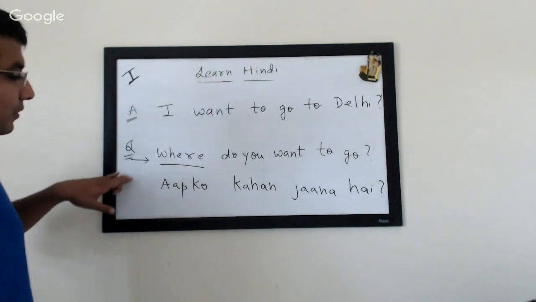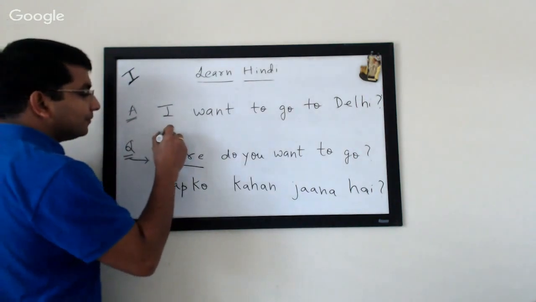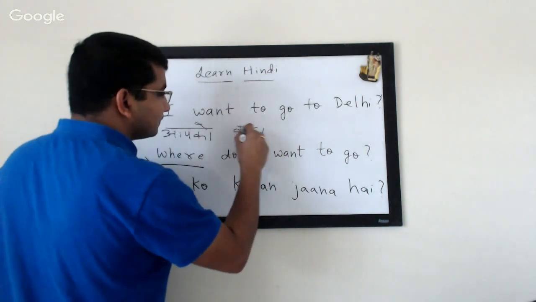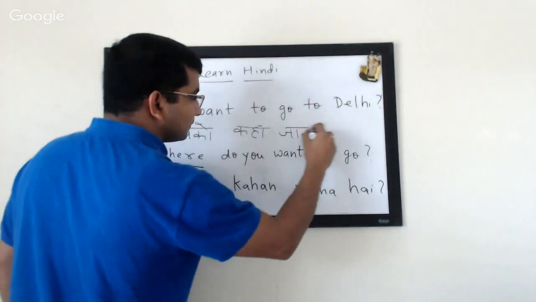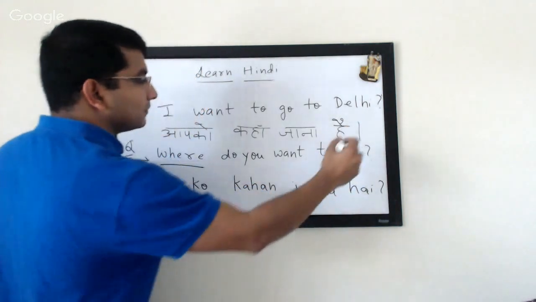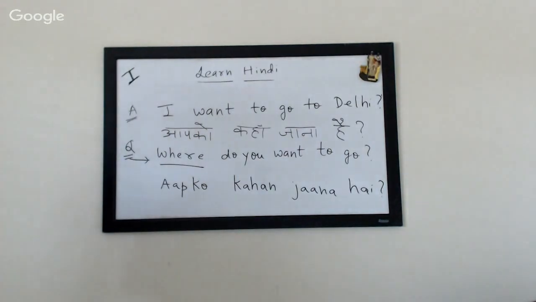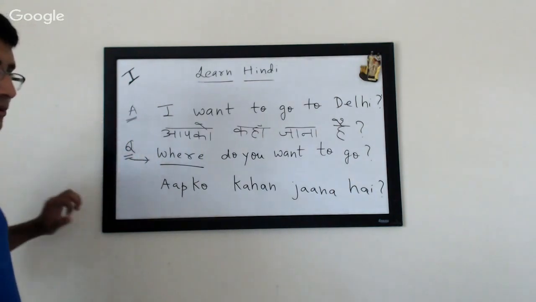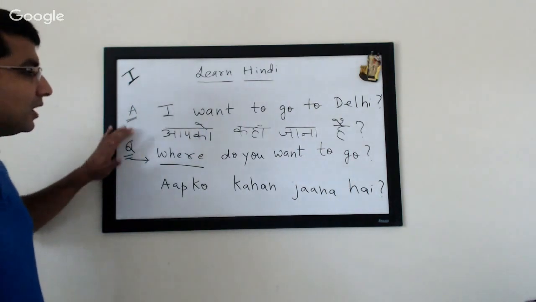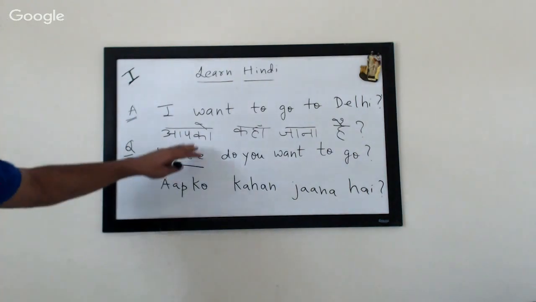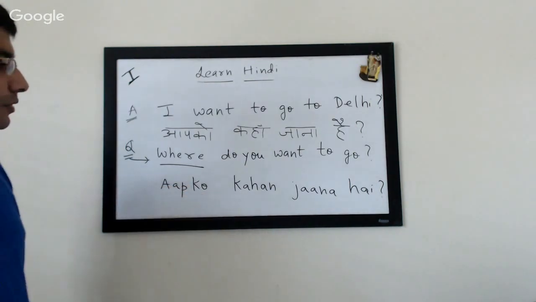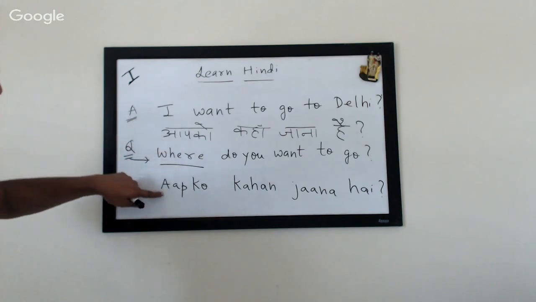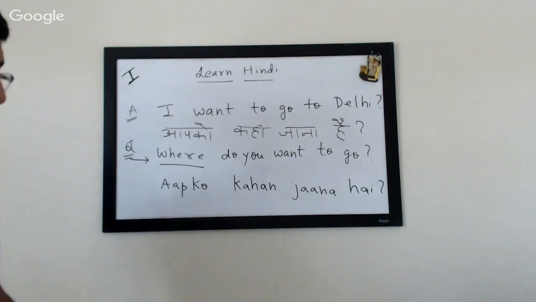But again, the question here is, I want to go to Delhi. The question would be, where do you want to go? आपको कहाँ जाना है? And if you still have questions on the changing of the word, we can come back to it towards the end of the class and do more examples to make it clear. आपको कहाँ जाना है? Good, right? And then the response could be, मुझको दिल्ली जाना है, or मुझको Calcutta जाना है, or anything. You can change it. आपको is used because I'm asking you; depending on who you're asking, you can change the pronoun.